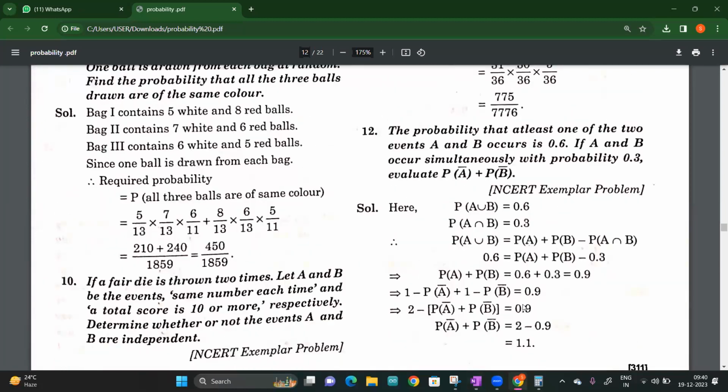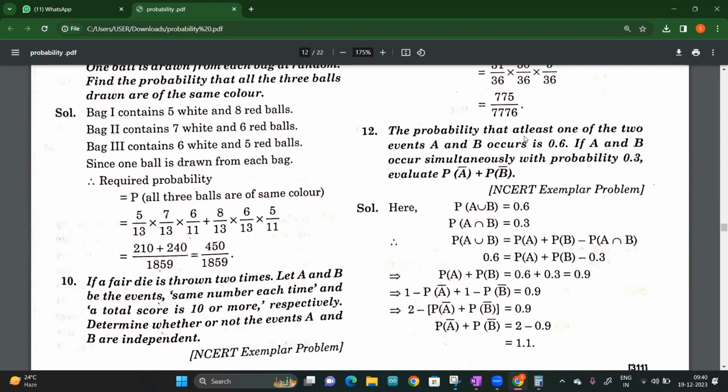Question number 12. The probability that at least one of the two events A comma B occurs is 0.6. A and B occur simultaneously. So understand the words. At least one of the two events A comma B, what is that meaning? At least one of A comma B means A union B. Remember this word. At least one of means A union B. Okay. So write down A union B equal 0.6.